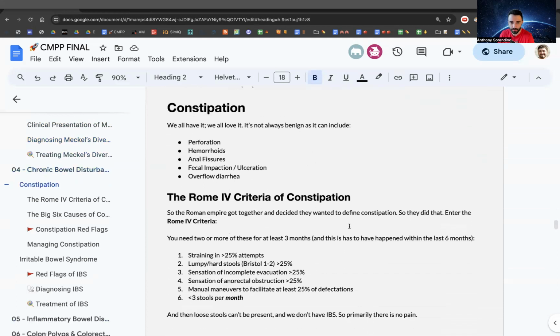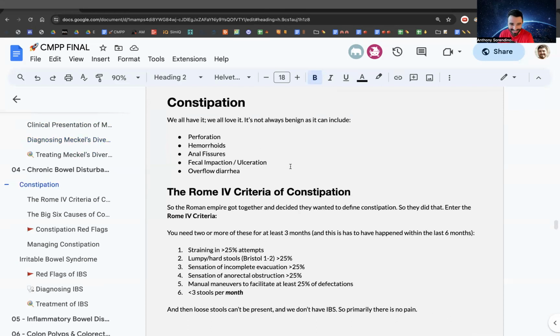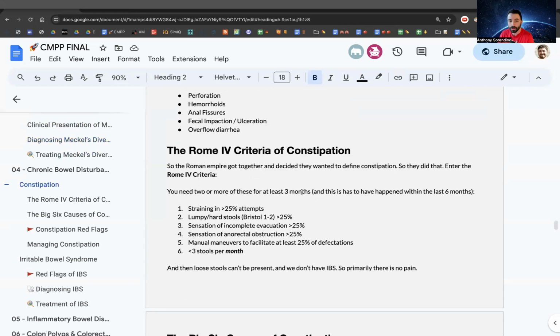Okay, let's talk chronic bowel disturbances. So constipation, we all have it. We all love it. It's not always benign, as it can include perforation, hemorrhoids, anal fissures, fecal impaction and ulceration, and overflow diarrhea. So the Roman Empire came together. They decided they wanted to define constipation for some reason.